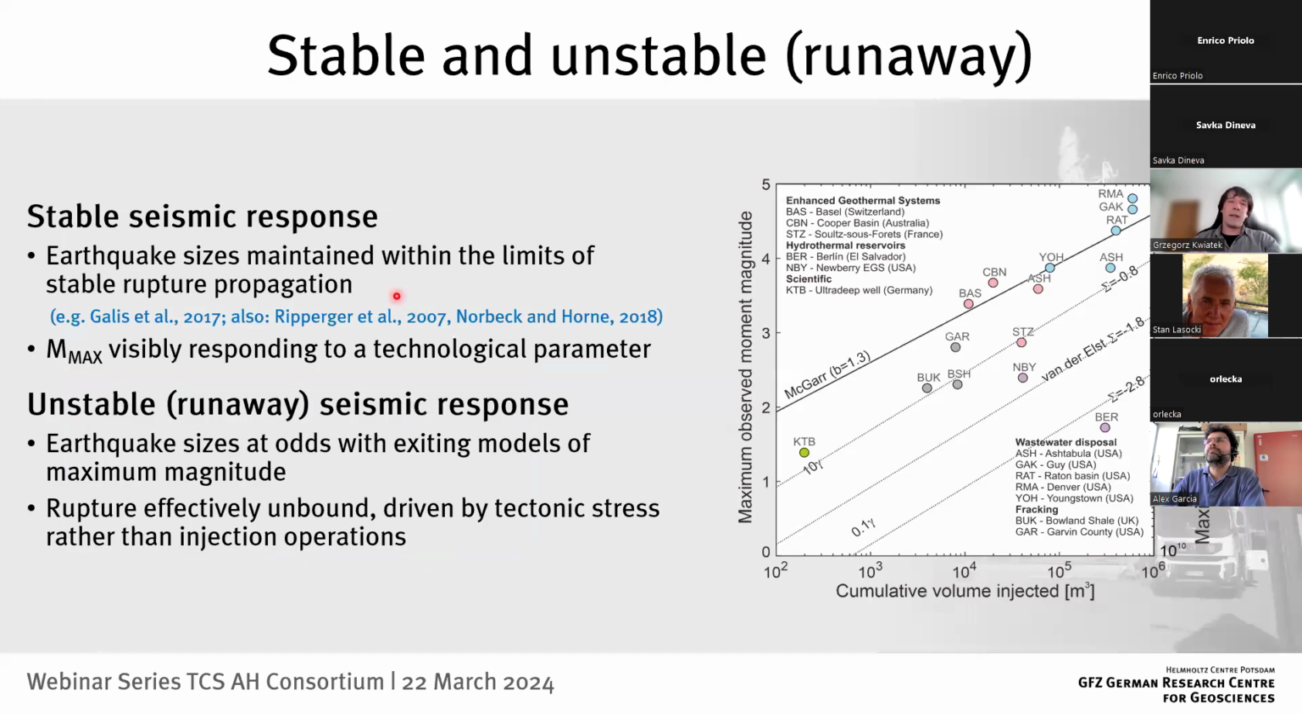I'll be very often using the words stable and unstable seismic response, so I just want to define them here. By stable seismic response, I mean that the induced earthquake sizes are always maintained within the limits of stable rupture propagation. In other words, they follow the existing models of maximum magnitude and don't exceed the limits. In addition, the maximum magnitude or seismic moment release visibly follows the technological parameter.